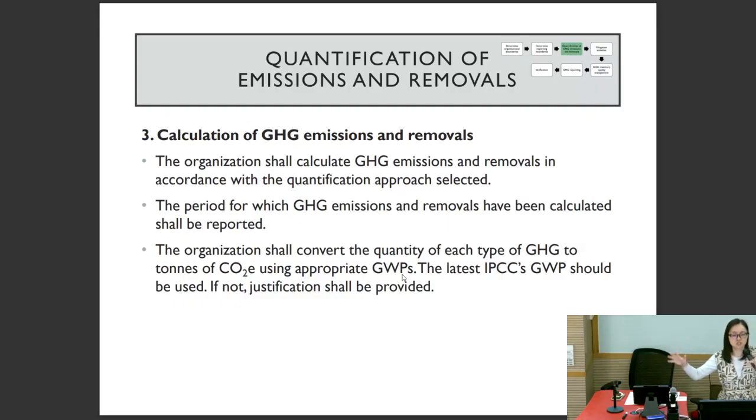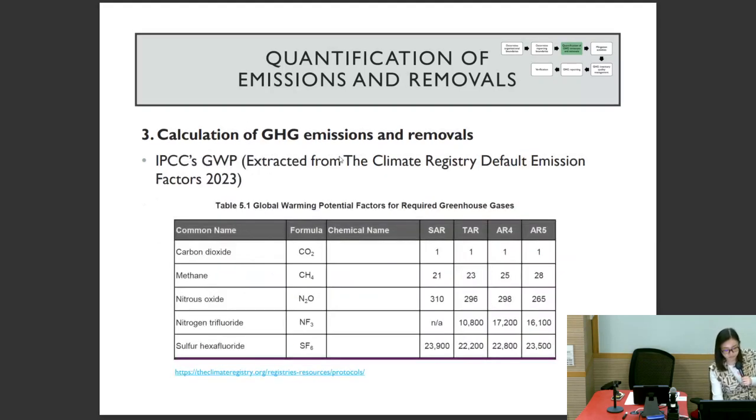So you cannot just directly add 1 ton of methane to 1 ton of carbon dioxide. They have different units. So you have to use the global warming potential, to convert 1 ton of methane into how many tons of carbon dioxide equivalent. These are the global warming potential values, and these are the values advised by the IPCC.